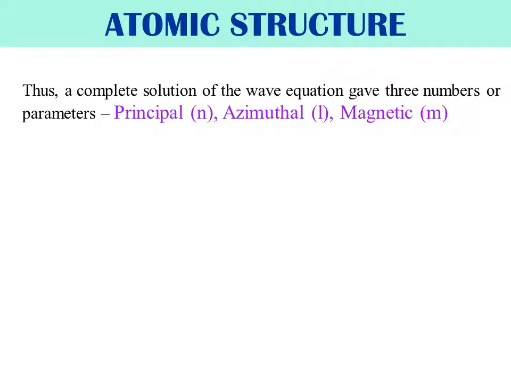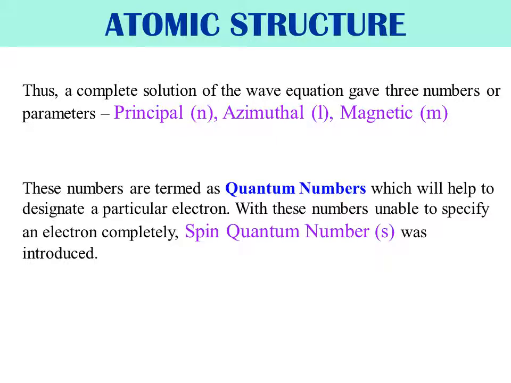Thus, a complete solution of the wave equation gave three numbers or parameters. What are they? The principal, symbol N, azimuthal, symbol L, and magnetic, symbol M. These numbers are basically quantum numbers, which will help to designate a particular electron. So all the electrons will have their individual principal, azimuthal, and magnetic quantum numbers.